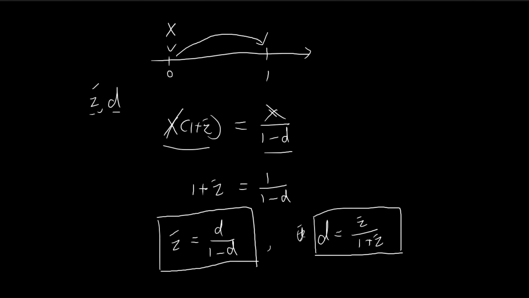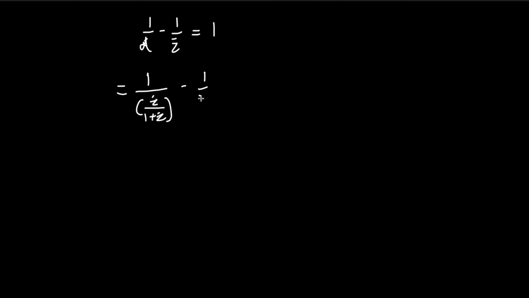So for question 1, we need to prove that 1 over D minus 1 over I is equal to 1. So let's start with the left-hand side. I'm going to apply the relationship we had just now: D is equal to I divided by 1 plus I. So this is going to be (1 plus I) over I minus 1 over I. And then obviously this cancels out, so we get I over I, which is equal to 1. So we've proven part A.